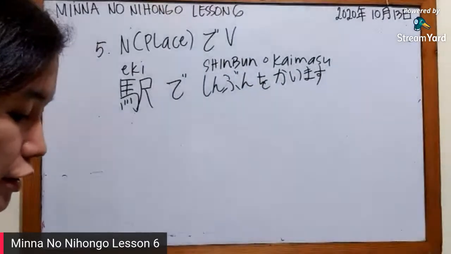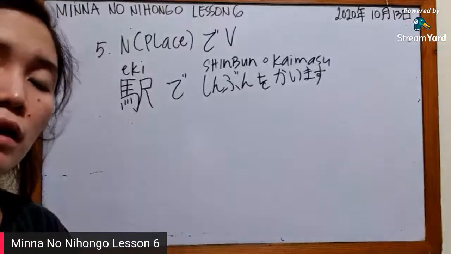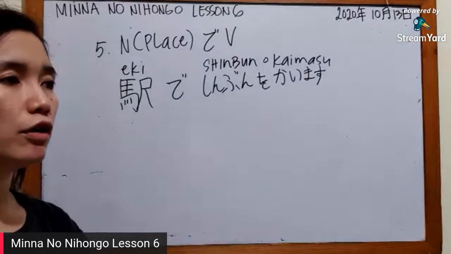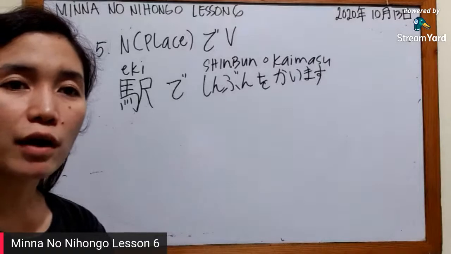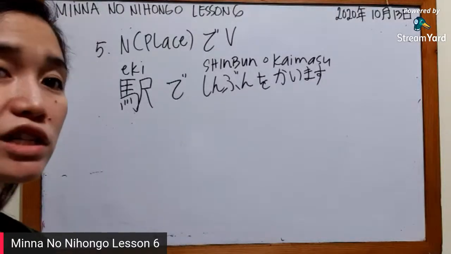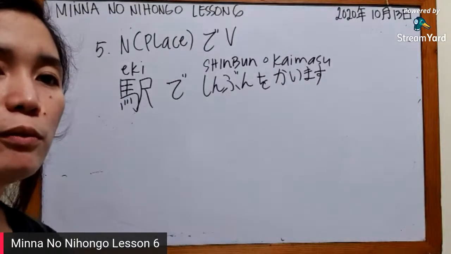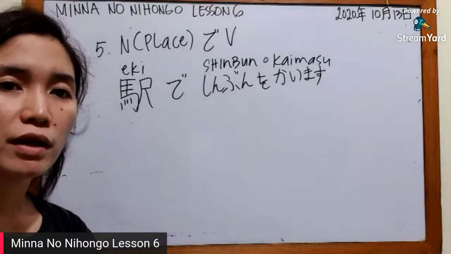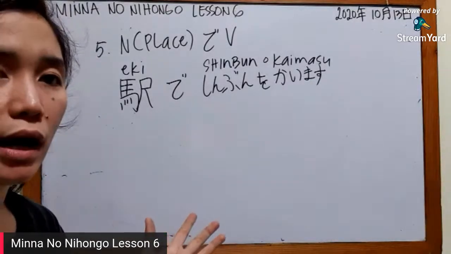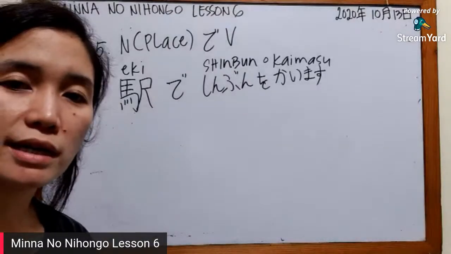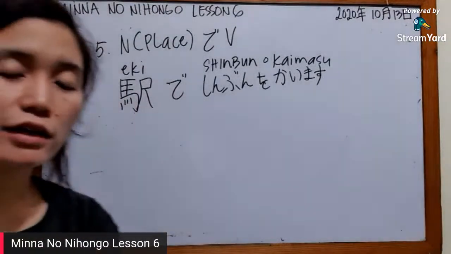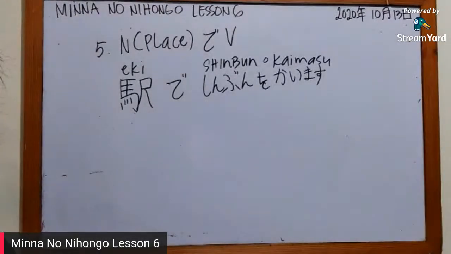Another example, you can put your own example. For example, gakko. Gakko is school. Gakko de, shukudai o shimashita. So I did my homework in school. Yung action na ginawa niya, gumawa siya ng homework, saan niya ginawa? Sa school. So, minasan wa, please write your examples in there.